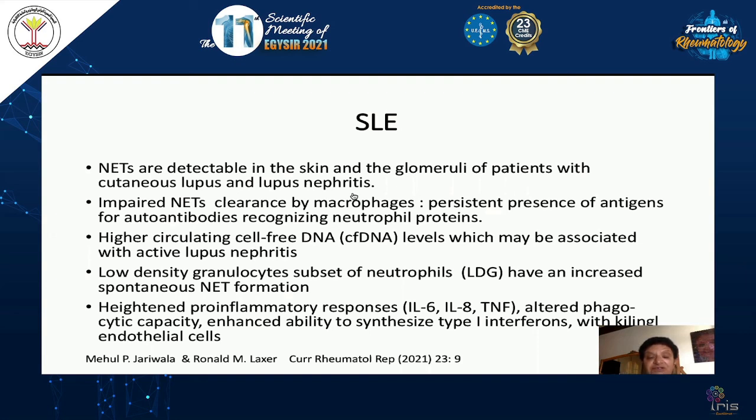There is also a subset of granulocytes present in lupus, which is called the low-density granulocyte subset. These have an increased spontaneous NET formation. And there is a heightened pro-inflammatory response by interleukin-6, tumor necrosis factor, altered phagocytic capacity, and enhanced ability to synthesize type 1 interferons with killing of endothelial cells.